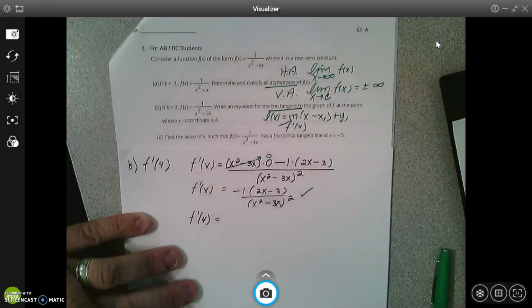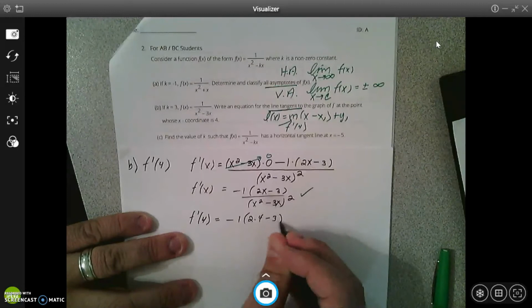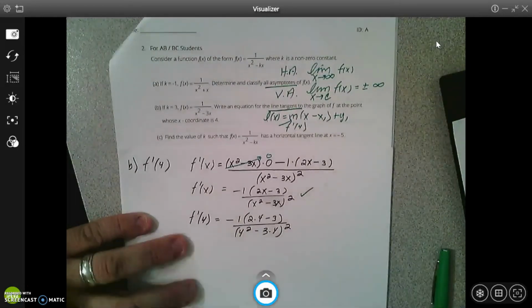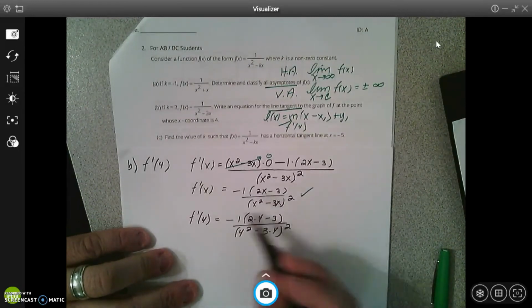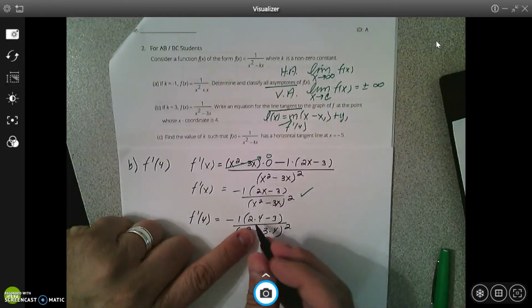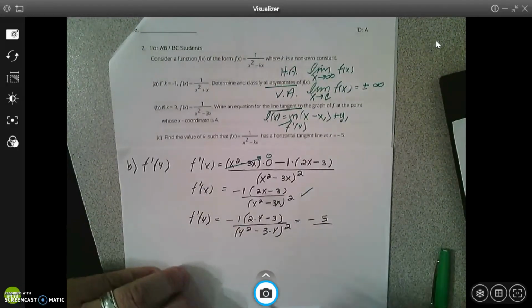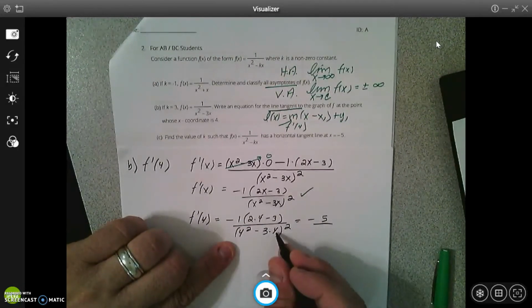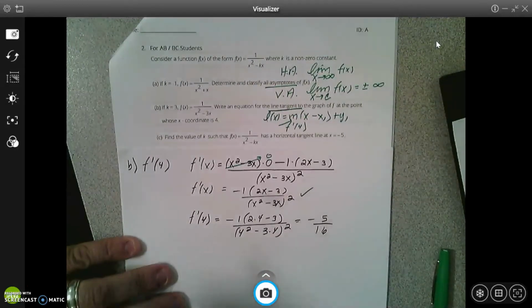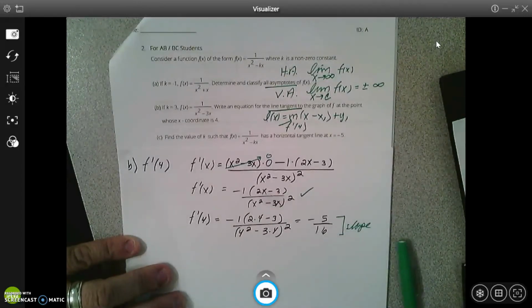Now let's evaluate the derivative at 4. Just plug in: negative 1 times 2 times 4 minus 3, all over 4 squared minus 3 times 4, squared. You can simplify this if you want to. There's absolutely no reason to, but let's do it anyway. 2 times 4 is 8, minus 3 is 5, in the numerator, negative 5. 4 squared is 16, 3 times 4 is 12, 16 minus 12 is 4, 4 squared we get 16. This value over here is your slope.